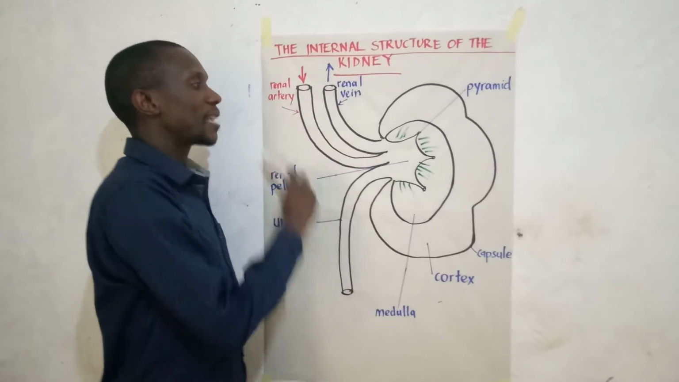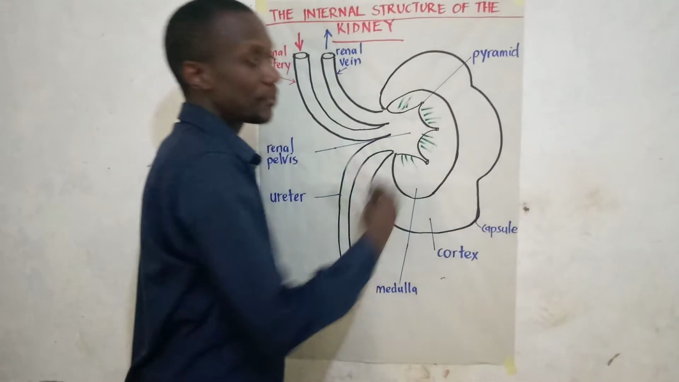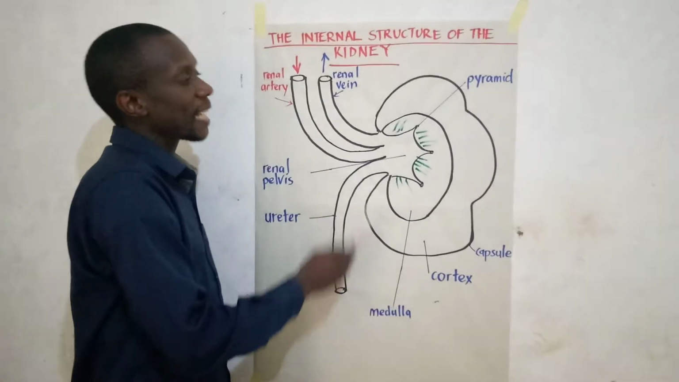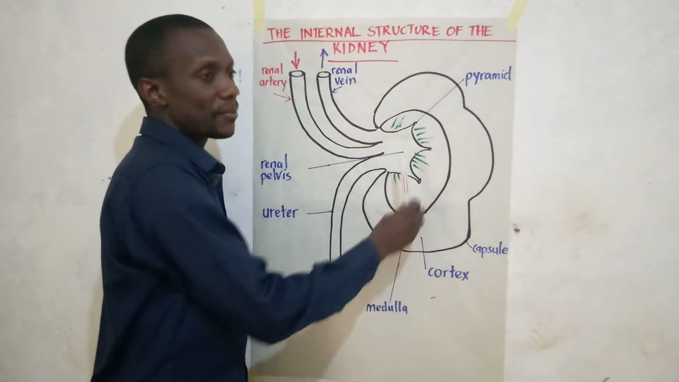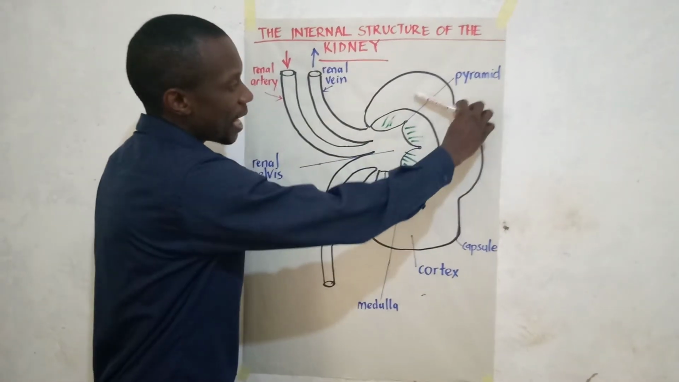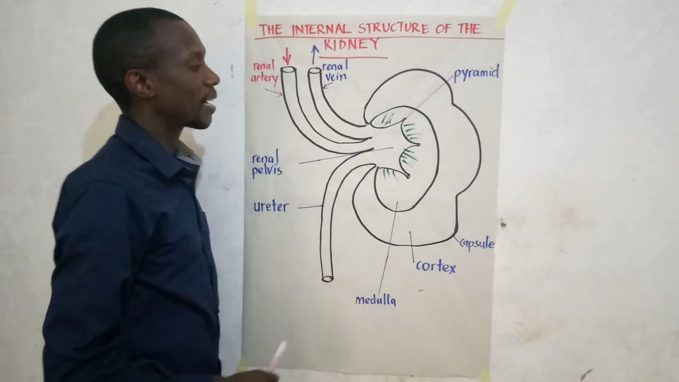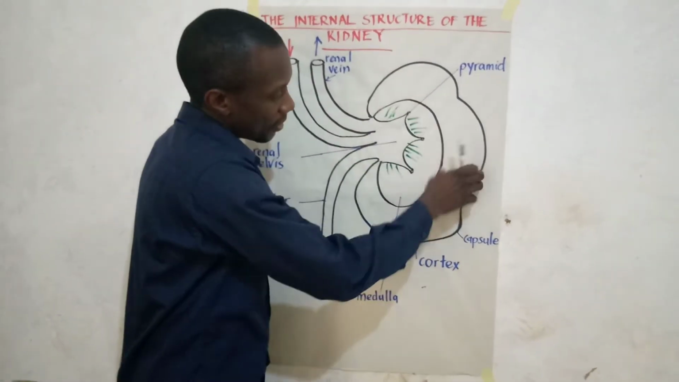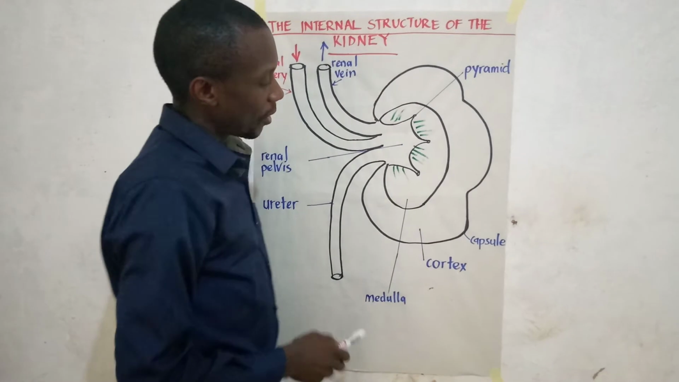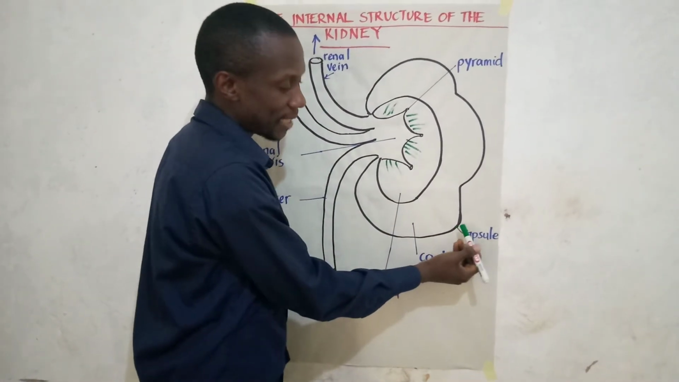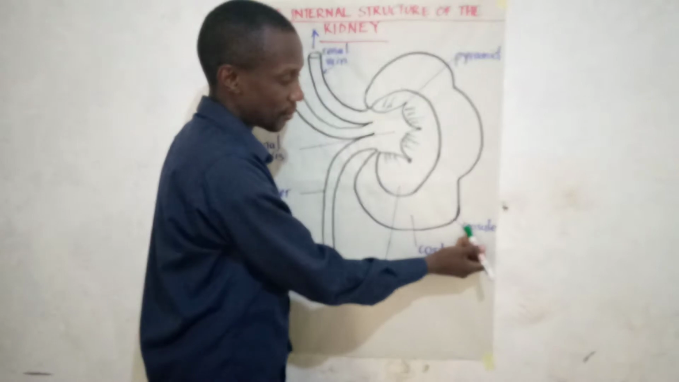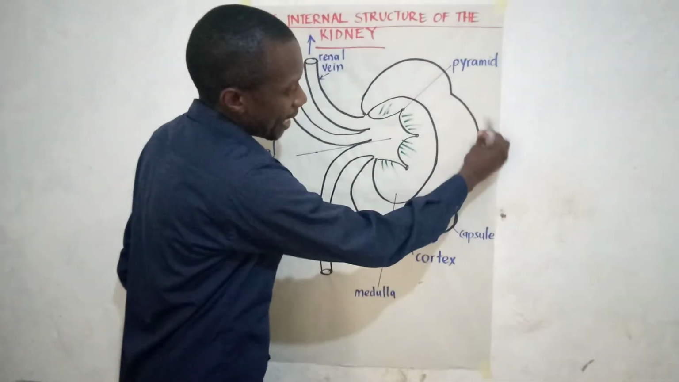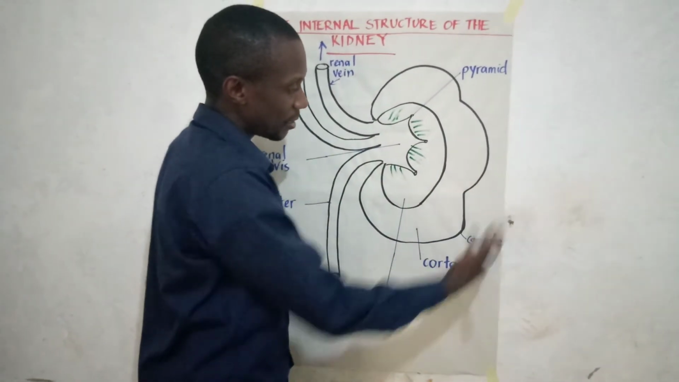The renal artery supplies the kidney with oxygenated blood. That's why I used red color there. And then the renal vein carries deoxygenated blood from the kidney back to the vena cava. Then the cortex, the outermost region. On the outermost region, there's a tough membrane, which we normally call a capsule, which protects the kidney. But it is rarely examined, that's why it's not that important.